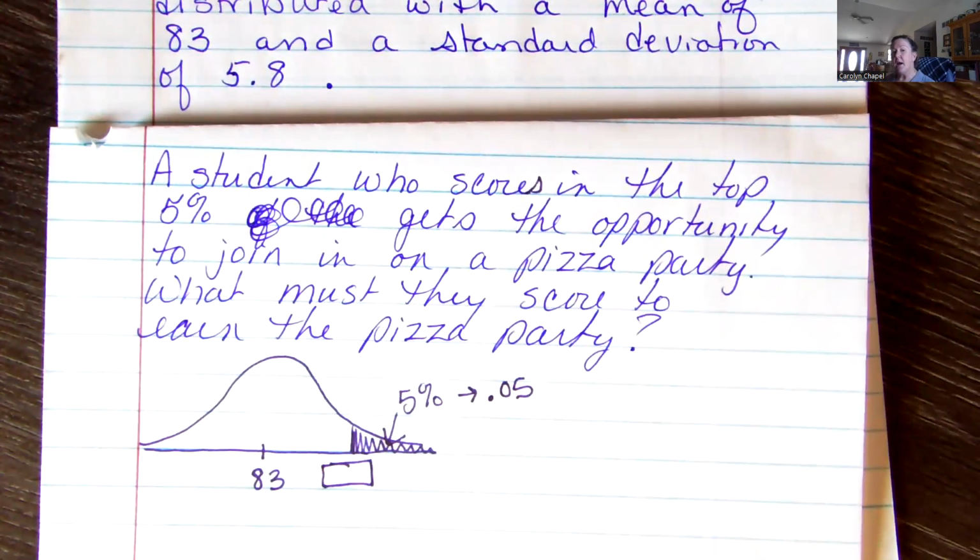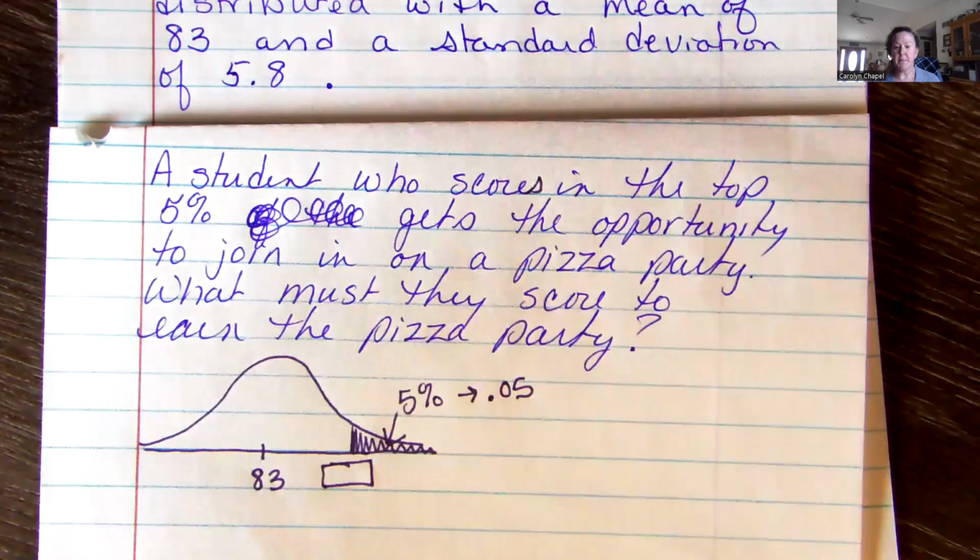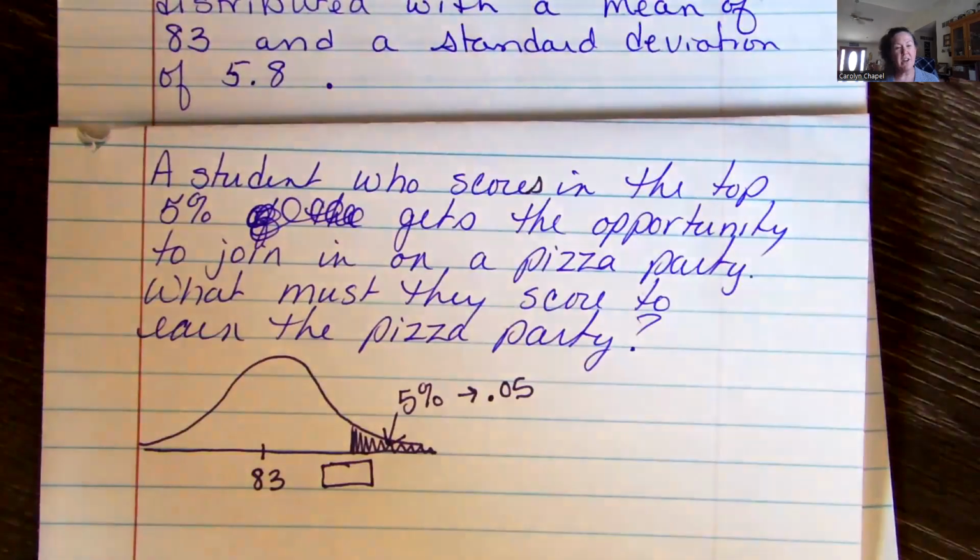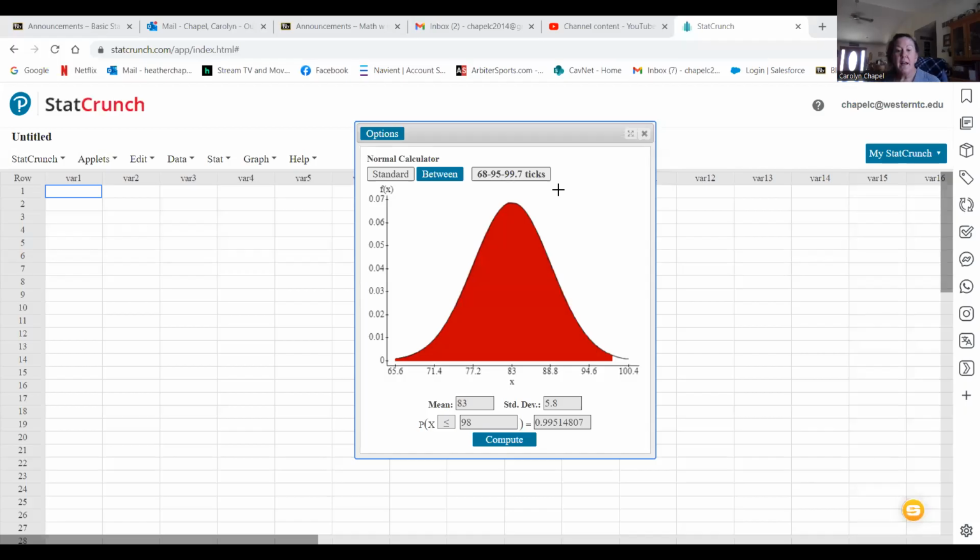And I am going to use StatCrunch to figure this out for me. Again, I'm going to stop sharing this screen. I wish I could have dual share, but we haven't got that technology yet. I'm sure that's coming. But we'll go back to our StatCrunch. Still has my 83 in here, still have my standard deviation of 5.8. X being less than 98, we're looking for a score this time, right? And we want to be bigger than that score.